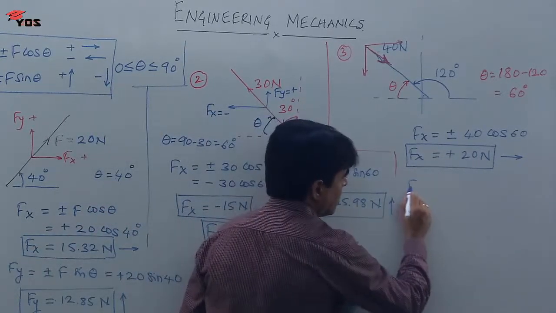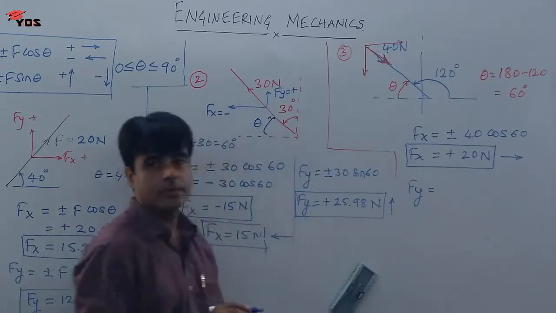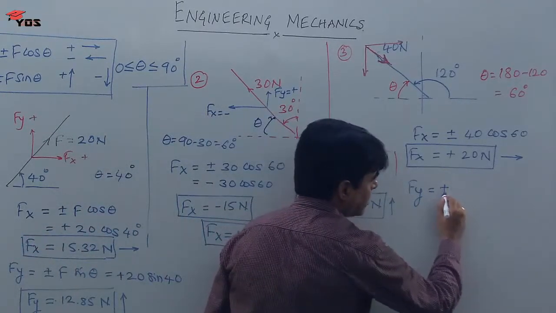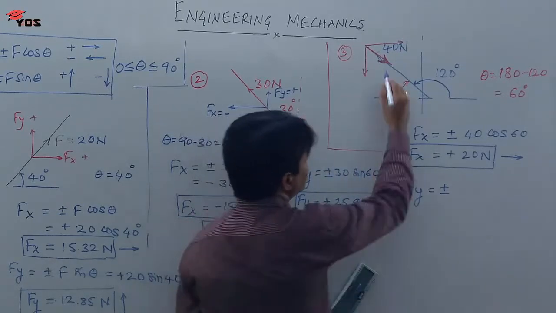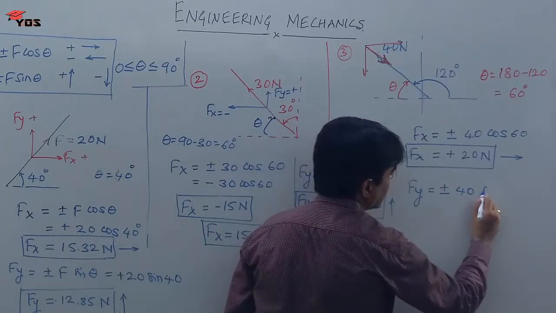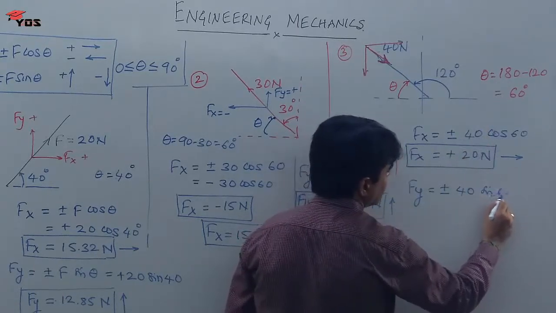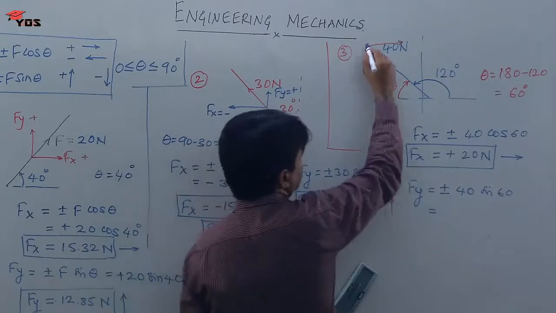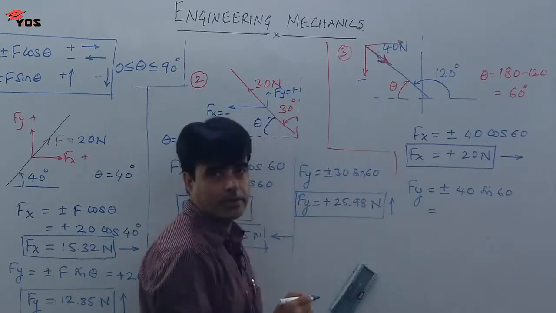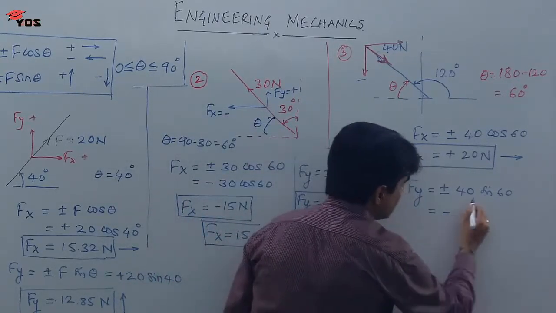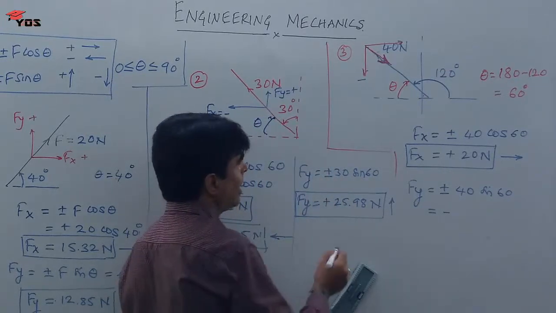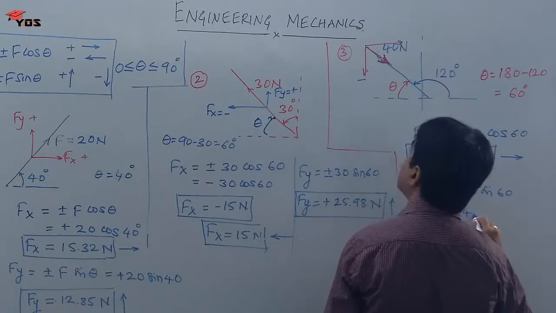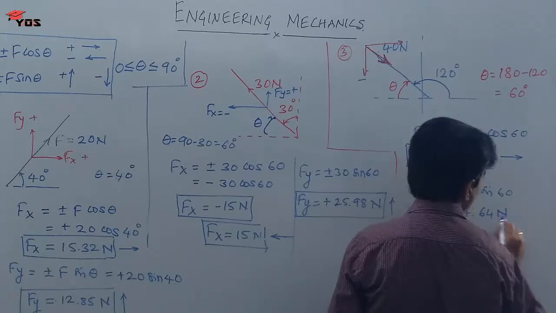So plus indicates the direction of force is towards right. Now come to the force along y direction, Fy. So it is plus or minus F sine theta. So plus or minus, F, the given force is 40, sine theta, theta equal to 60 degree. Now see the direction for plus or minus. Here it is going down, so it is minus sign, the y component. So it is minus 40 into sine 60. Now calculate 40 sine 60, you get minus 34.64 Newton.